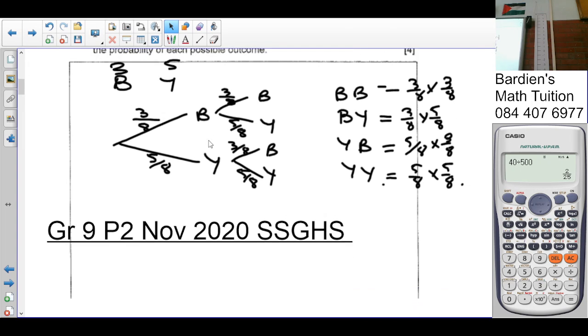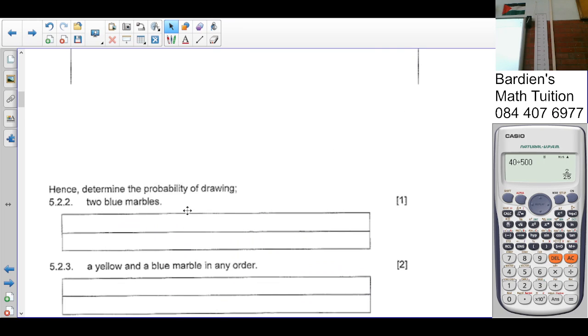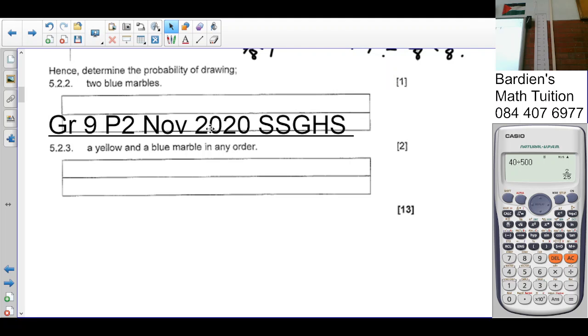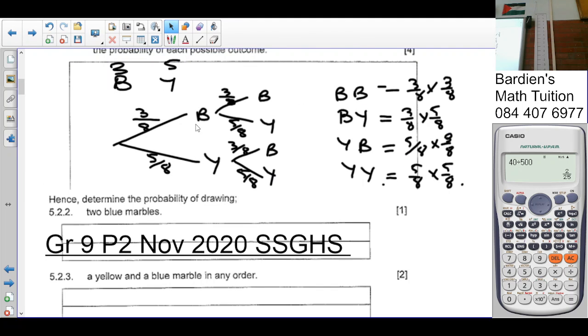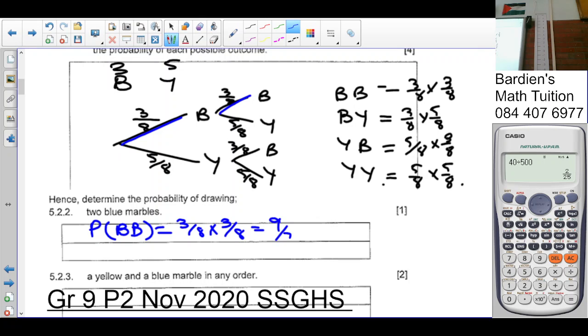Okay. The next question says, hence, determine the probability of drawing 2 blue marbles. So drawing 2 blue marbles is following that branch there. Probability of BB, 2 blues, 3 out of 8 times 3 out of 8, which is 9 out of 64.